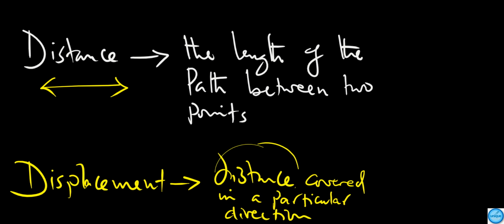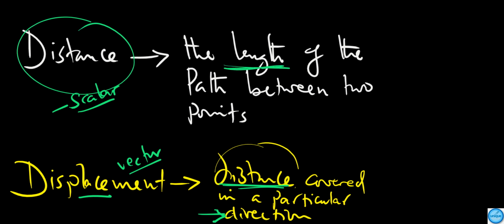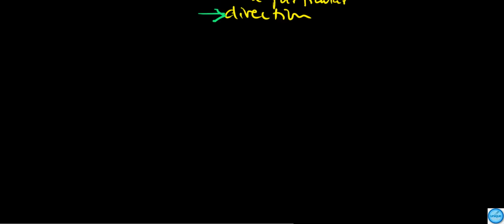In other words, we can say that distance is a scalar quantity, while displacement is a vector quantity. Displacement has both magnitude and direction, whereas distance has magnitude only. That's the difference between the two. Let me illustrate these things by having the following example.